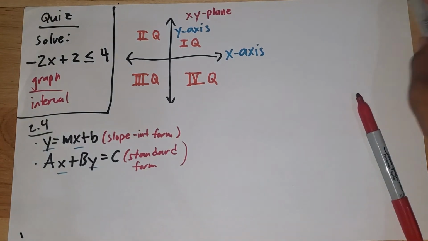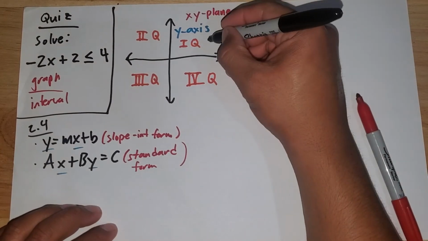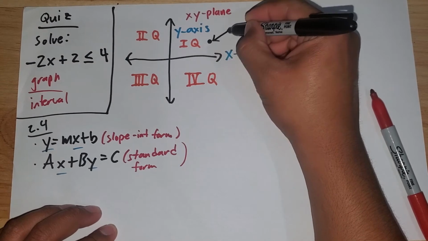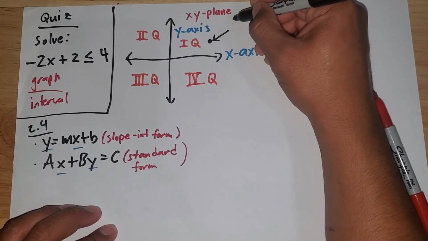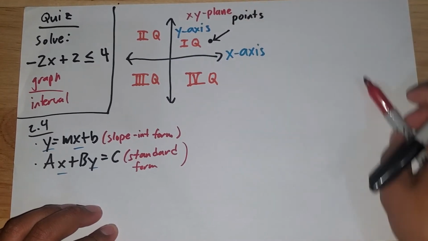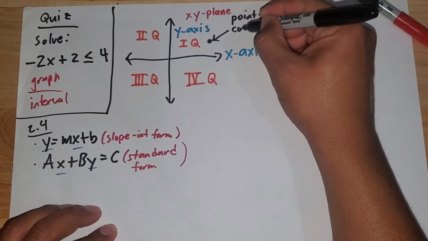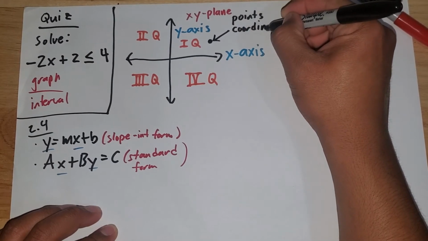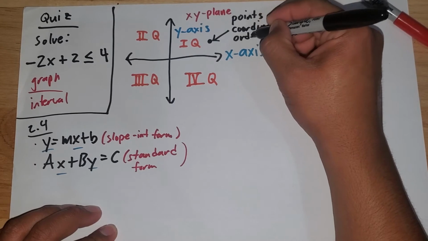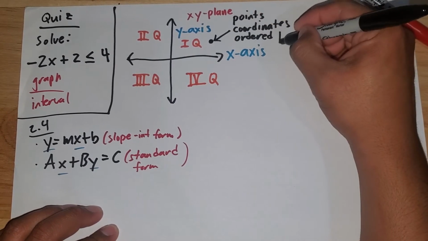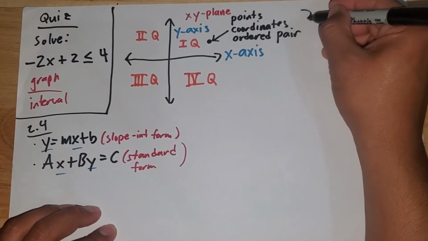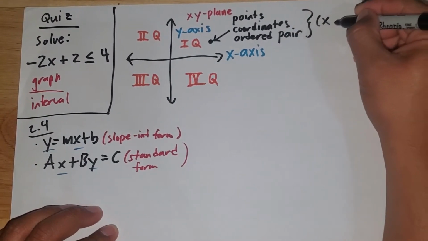And hopefully you remember what goes on this graph are points. So we sometimes call them points, call them coordinates, or call them an ordered pair. I don't know if you guys remember all these 3 names, and that's just for this.